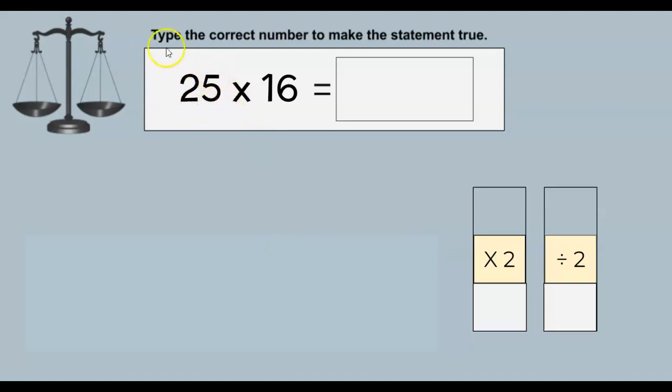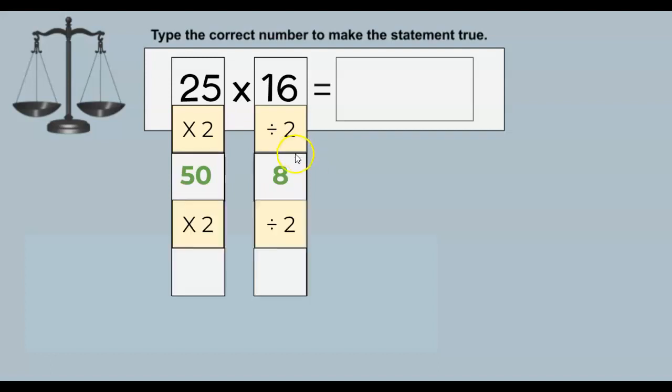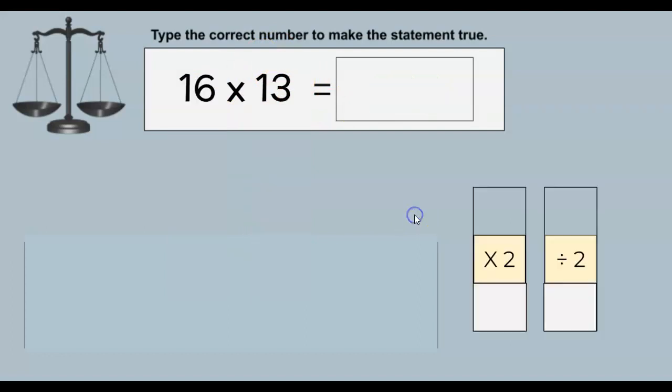This is a great strategy if you ever have a 25 and you have a multiple of 4, and I'll show you. So we're going to double and divide. We're going to double our 25 and get to 50, divide our 16 and get 8. Do it again, and bam, you have 100 times what? 4. 400. When you get really good at this, you'll be able to look at your numbers and be like, oh, that's just divided by 4. That's just times 4. It's 400. Right in your head, super quick. You can impress your friends.